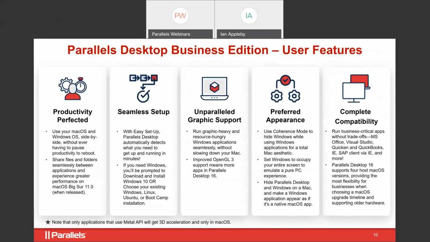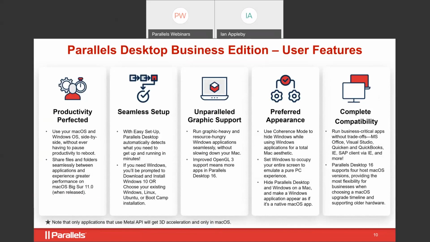So the key features, what do you get with Parallels Desktop for Business? So number one, from a productivity point of view, you can run Mac and Windows operating systems side by side without having to pause, without having to reboot. And also, very importantly, all files and folders are seamlessly available between applications on both Mac and Windows.